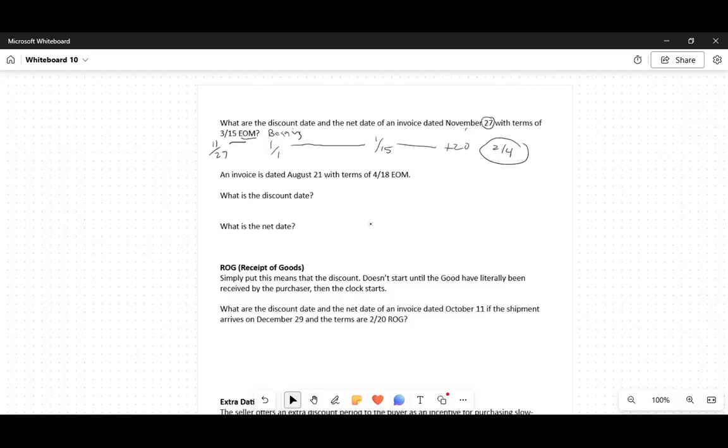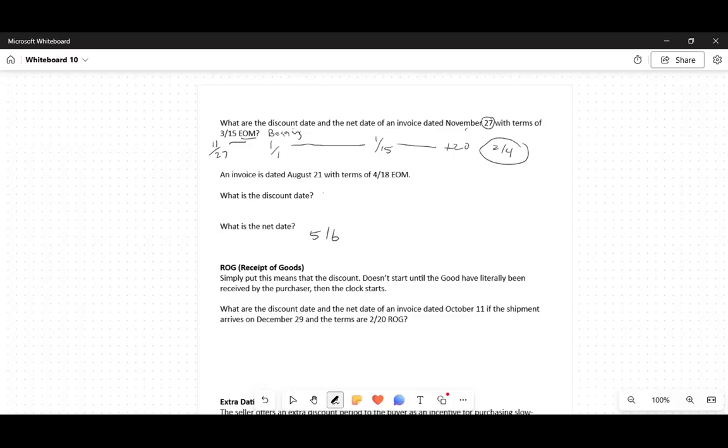So for instance, we could look at the next one and say the invoice is dated August 21st with 4/18 EOM. What's the discount date? Well, the discount date is going to start September 1st and it's going to end on September 18th. And what is the net date? Plus 20. So it's going to be 8 days into May. 30 days has September, April. So it's going to be, excuse me, 8 days into, let's see, 18, 28, 29, 30, is going to be 6 days into May. So it's going to be May 6th.